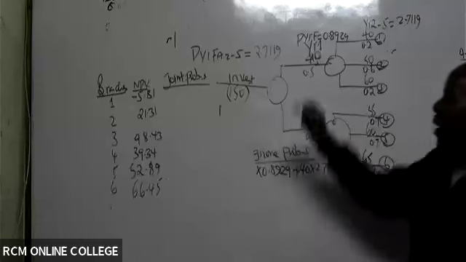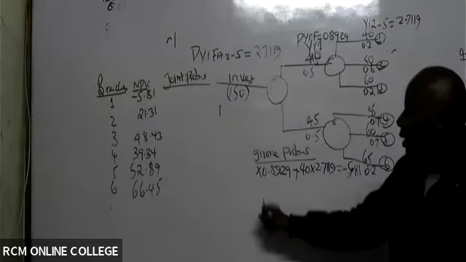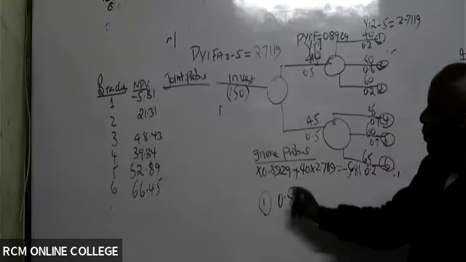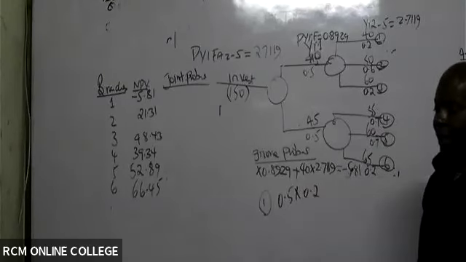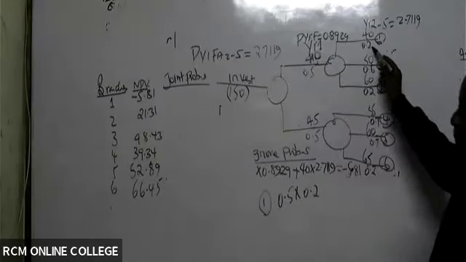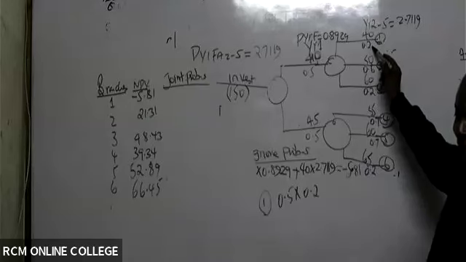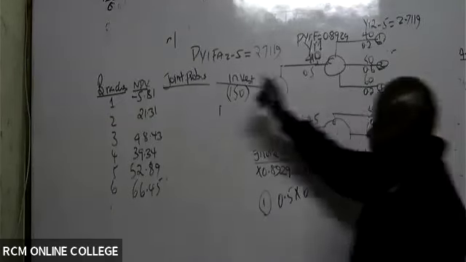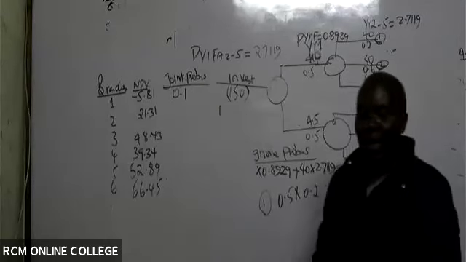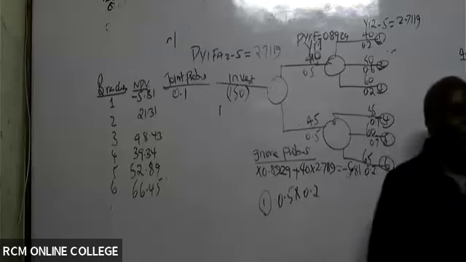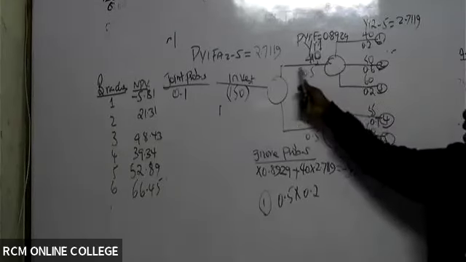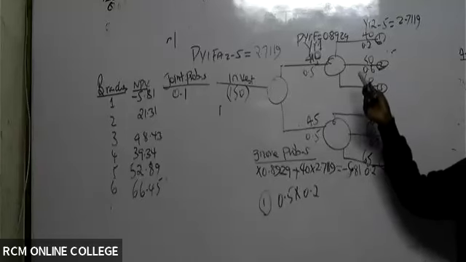So for branch 1, I take 0.5 times 0.2, because joint means and. So branch 1 gives 0.1. How about branch 2? Branch 2 here is 0.5 and 0.6.